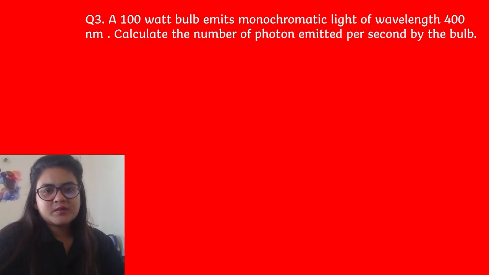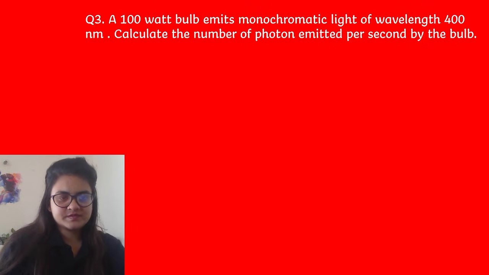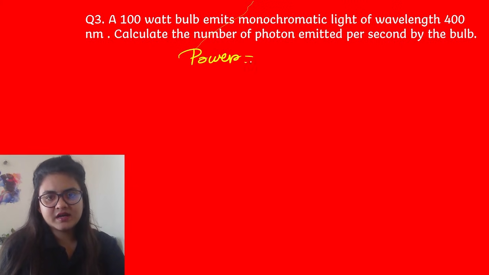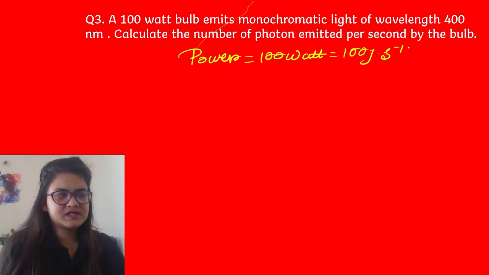Okay, here comes a problem. A 100-watt bulb emits monochromatic light of wavelength 400 nanometer. Calculate the number of photons emitted per second by the bulb. Okay, so power is given, that is 100 watt. 100 watt is similar to 100 joule per second. Now you can see you have to calculate the photons emitted per second. So the energy of the photon you can calculate out of it.